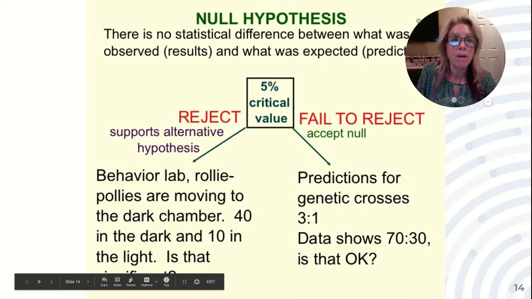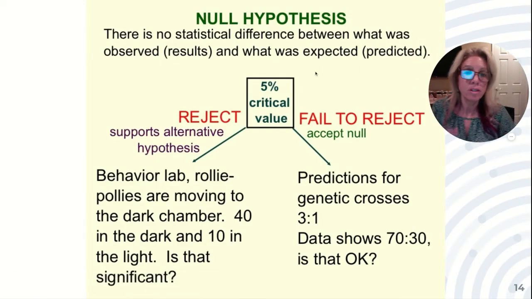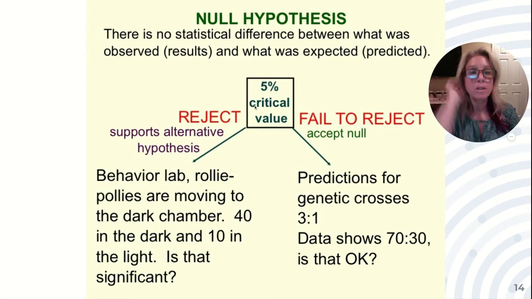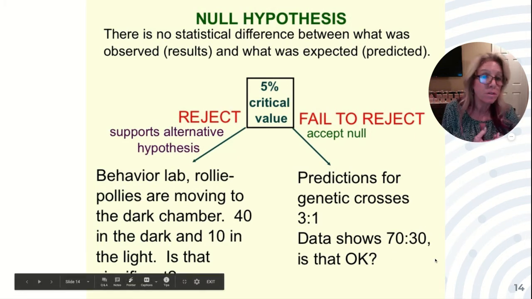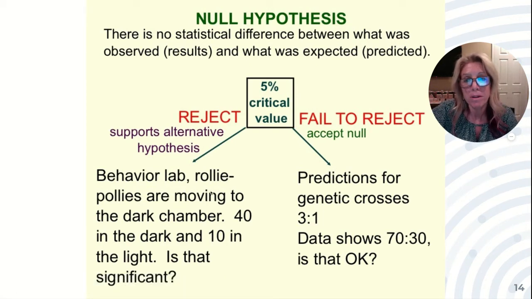All right. Now, in this case, just to review again, 5% is your critical value. So if you predict for a cross 3 to 1, right? If you had 100, you would predict it should be 75-25, right? If it was a 3 to 1 prediction for your cross. If your data shows it's 70-30, is that okay? You would have to take observed minus expected over what you expected, square it. Is that data okay? Feel free to run that. I think it looks pretty good. I think that is within the realms of probability there.